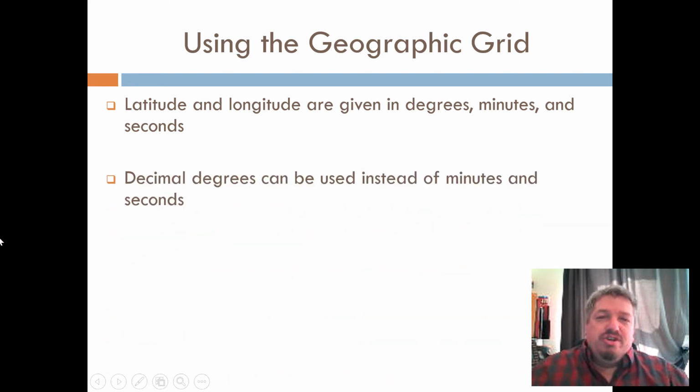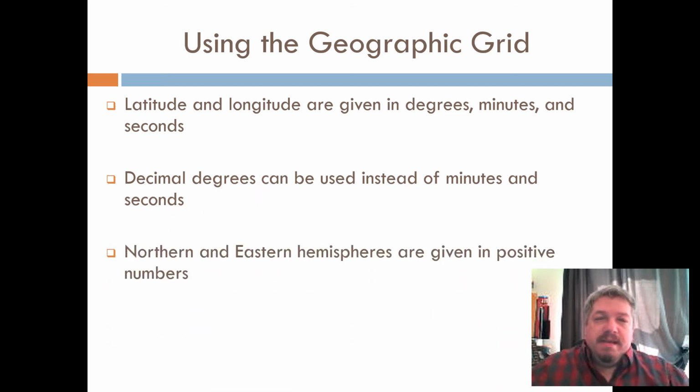Most computers don't do well with degrees, minutes, and seconds because they want everything to be decimalized. So there is a measurement of decimal degrees. So you might see this on a map that you are 45.6789766 north. And it's just another form of measuring.